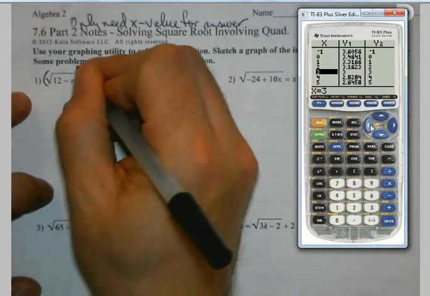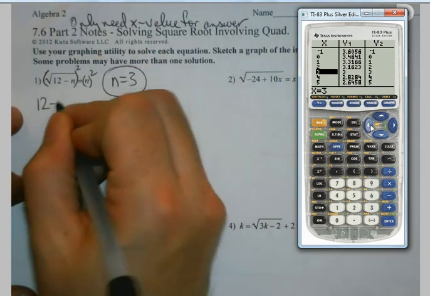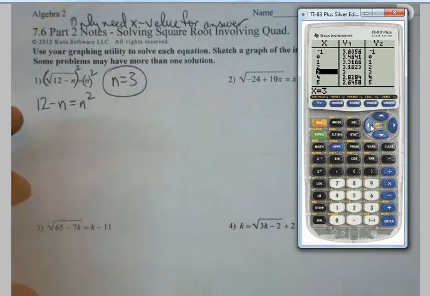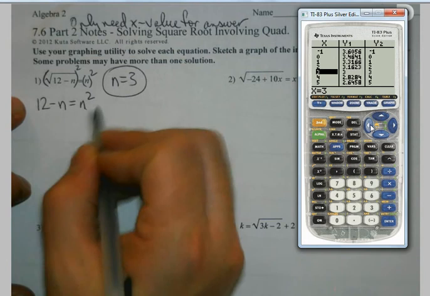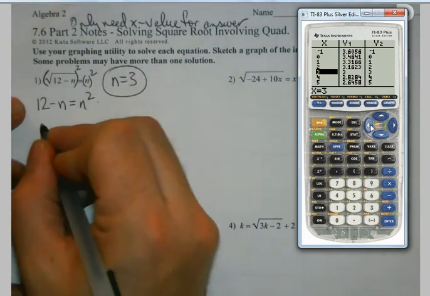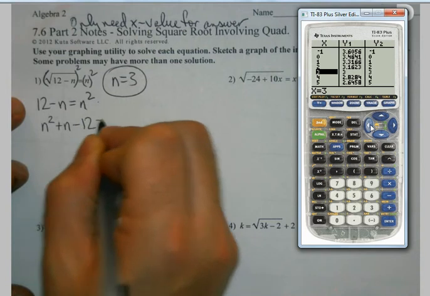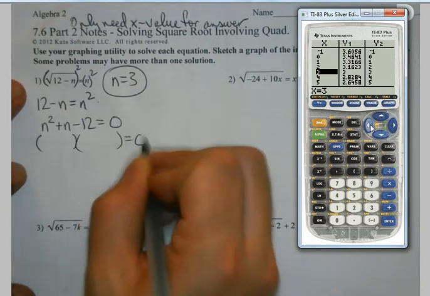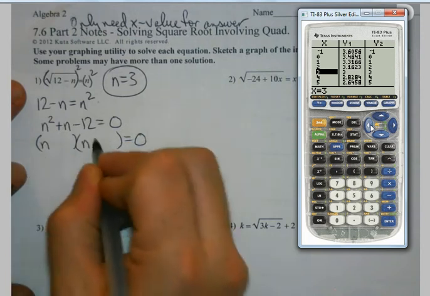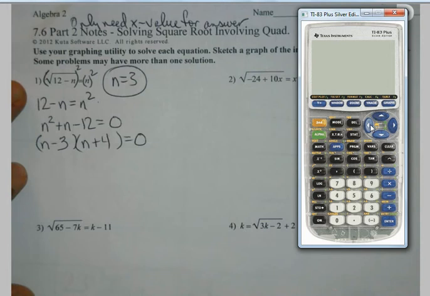If I was going to do it algebraically, I'd get rid of my radical first. Then I'd work on getting all my terms to the n squared side, because we're going to do some factoring. So I'd add the n over, and I'd subtract the 12. And once I have everything on the n squared side, I'd factor it. You're like, holy cow, Harty, this is a little bit longer than just pressing a few buttons in the calculator. And you're right.